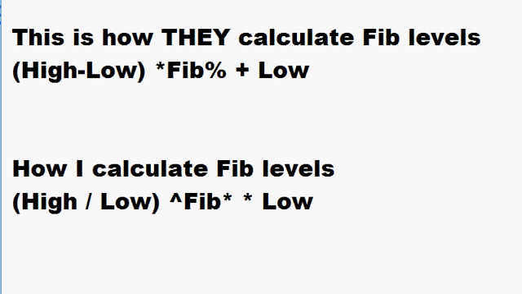So how they calculate it, how almost every single site, almost every single charting platform, I have only once in my life ever seen somebody else not use this when figuring out Fibonacci. Therefore, they go high subtract low, multiply the fib percentage plus the low. Where with myself, I take high divided by low. That gives me volatility. That gives me the length of the move.